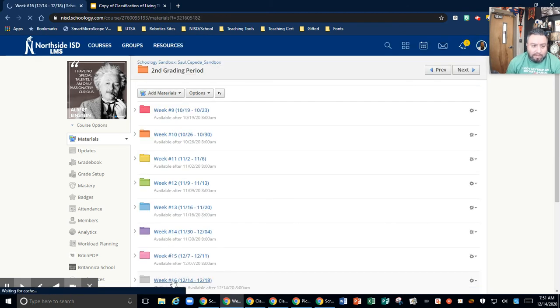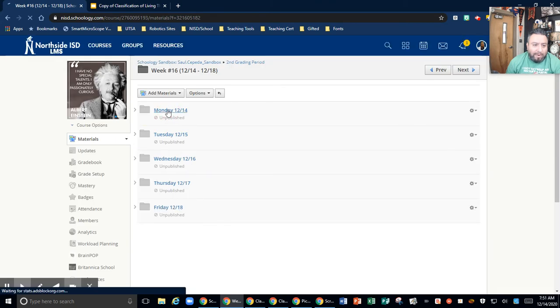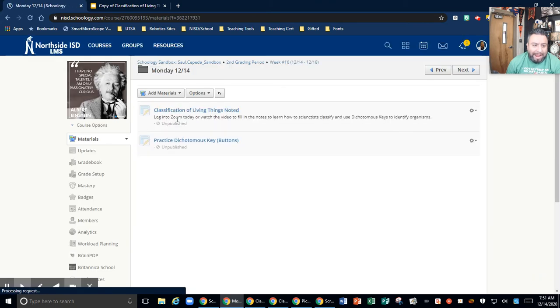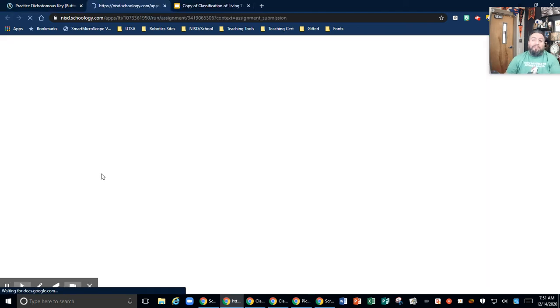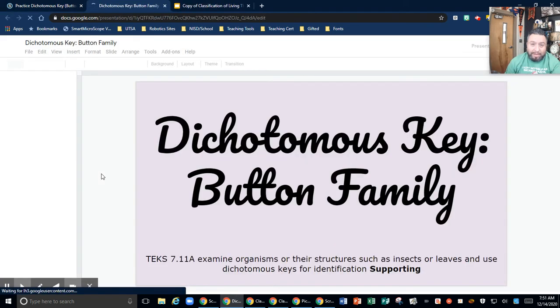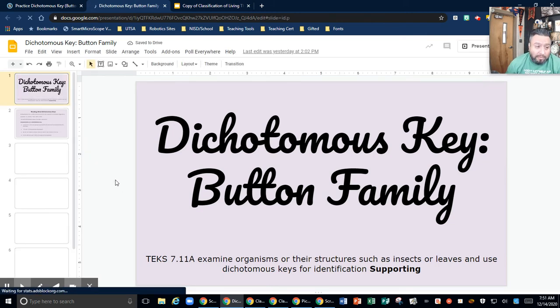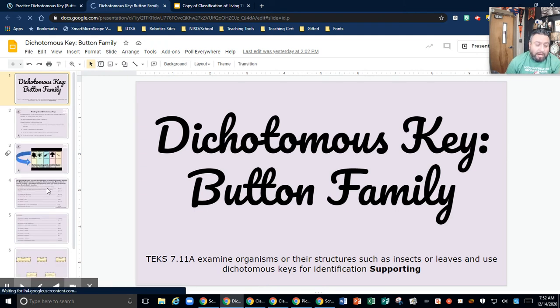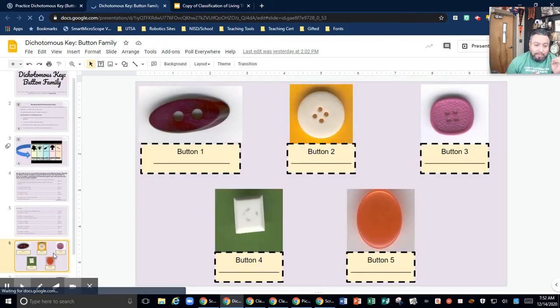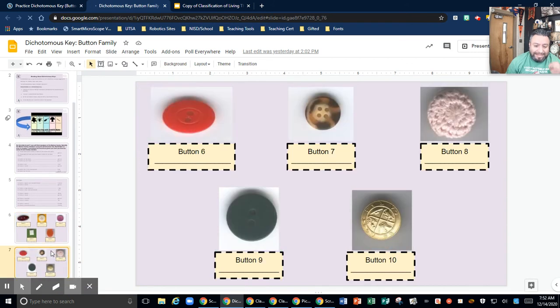In your folder, okay, you are going to have a practice assignment called dichotomous key buttons. Okay, so this dichotomous key buttons is real simple. Since we've practiced dichotomous keys, you figured out plants. That's the hardest one to ever figure out, guys. If you figured this out, you're going to be good the rest of the week. But because dichotomous keys is important, we are going to keep practicing, and now we're going to practice with buttons. Okay, there are 10 different buttons.